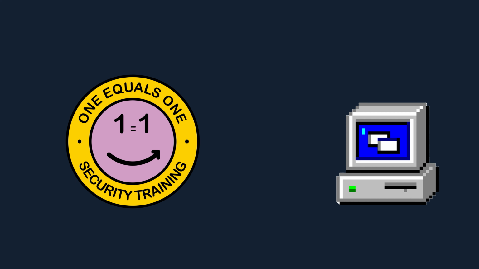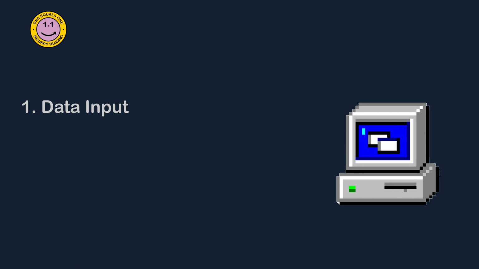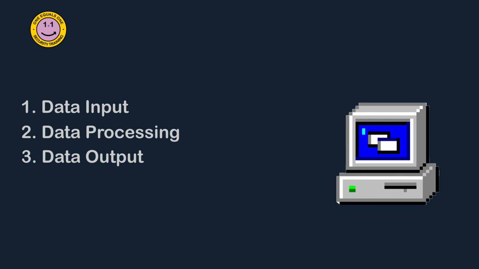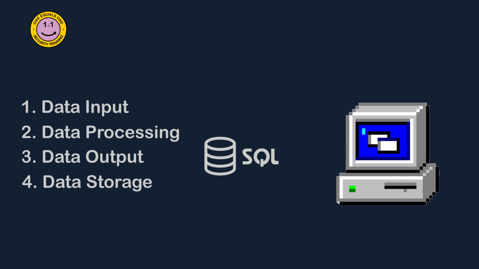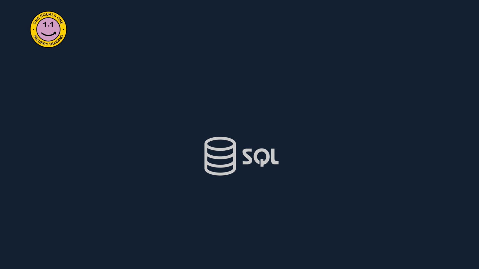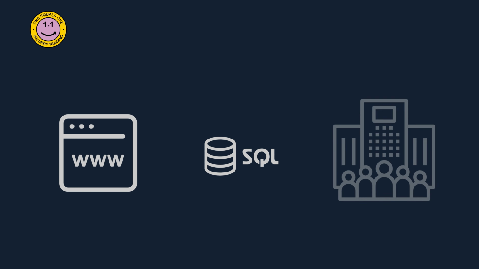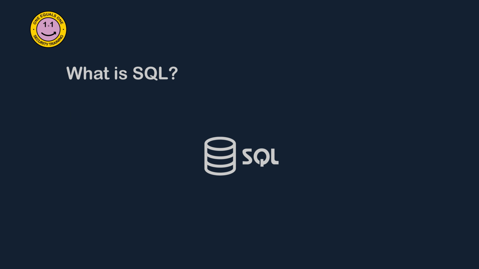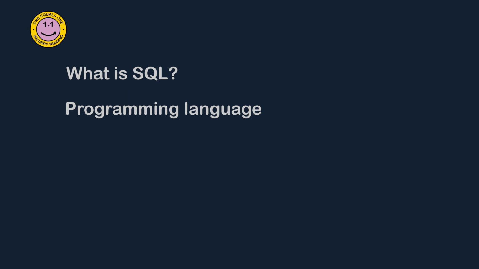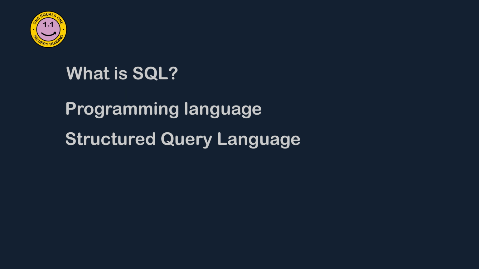The whole computing industry is built on 4 functions: data input, data processing, data output, and data storage. SQL establishes the ability to use all 4 of these functions, which is why it's so popular and is used by such a wide range of applications from small websites to large enterprise systems. So what is SQL? SQL is a programming language. It stands for Structured Query Language, and it's used to manage data stored in relational databases.